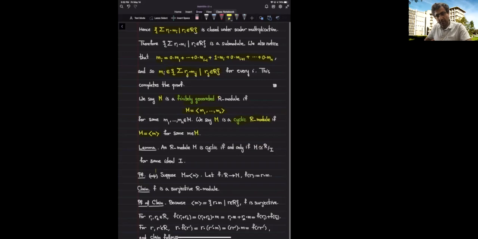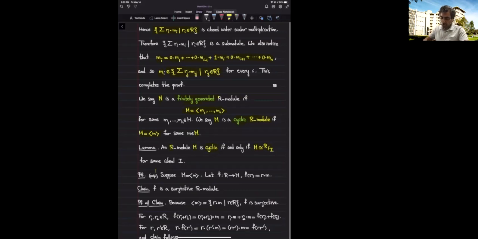Now the next lemma is both a good exercise for the first isomorphism theorem of R modules, and also a pretty nice statement that gives us a fairly good picture of cyclic R modules. So suppose M is an R module, then it is a cyclic module precisely when it is isomorphic to a quotient of the ring R as an R module.